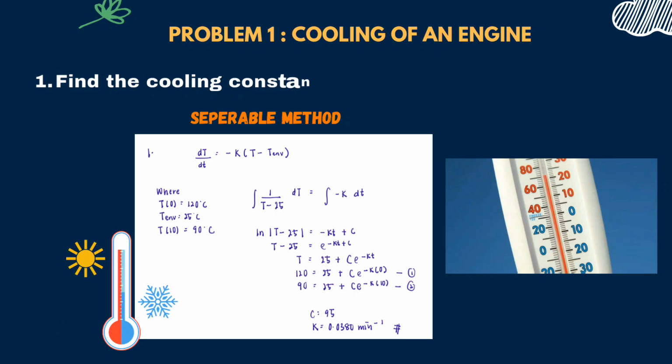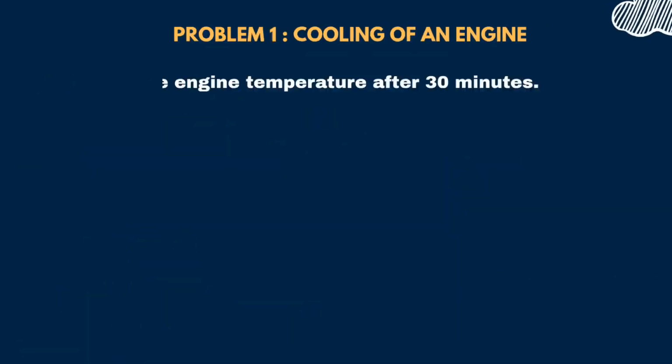For the first question, we find the cooling constant k by using the separable method. So we derive the equation just now, and then we will get T equal to 25 plus C e to the power of negative kt. By using simultaneous equations, we substitute in the values, and then we will get C equal to 95 and k equal to 0.0380 minute to the power of negative 1.